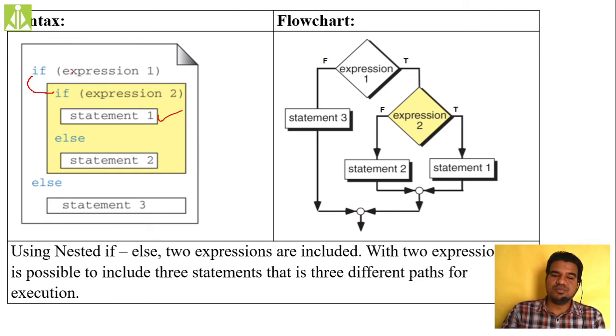Let us assume expression 1 is true and expression 2 is false, then statement 2 will be executed. And when expression 1 is false, there is no point of going to the inner if else, so statement 3 will be evaluated. Like this, how many paths do we have? We have 3 paths: statement 1, statement 2, statement 3. According to the behavior of these two conditions, any of these possible paths will be selected.